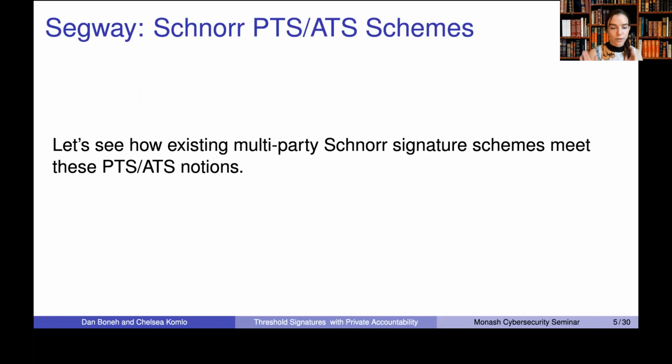So to sort of ground what we mean by a PTS and ATS, I'm going to segue into Schnorr threshold signatures, just to sort of illuminate really what we mean by these. So let's see how some existing multi-party Schnorr signature schemes meet these notions.